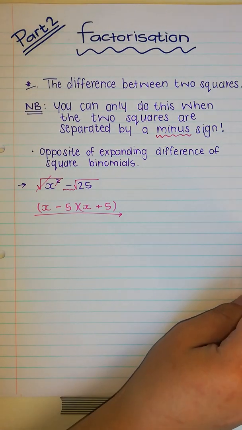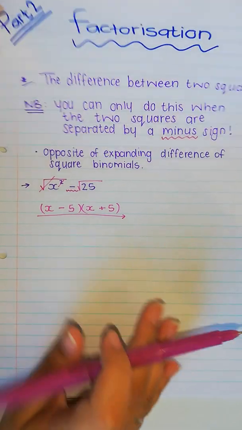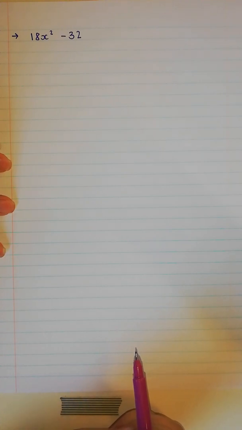Okay, so my next example, and I think this is a pretty good one. Just get this. Okay, it will be 18x to the power of 2 minus 32. So in part 1, we talked about the common difference. Now this is where that comes into play.